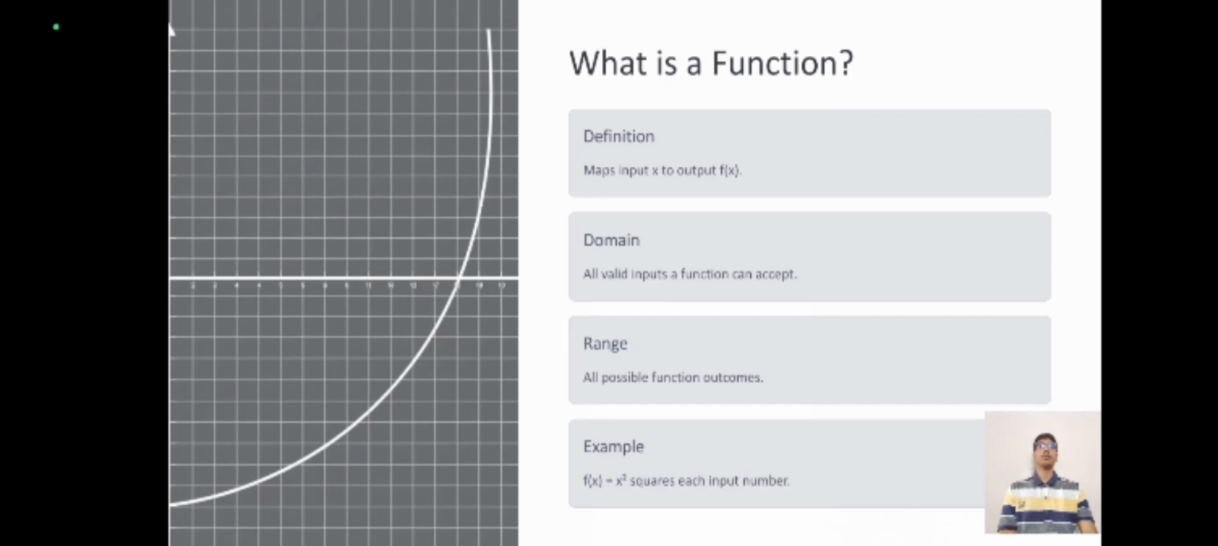Let's say f of x is equal to x squared. This means if you put in the input 2, we get 4, and if you put in the input minus 3, we get 9. It always gives you one and only one output for each input.